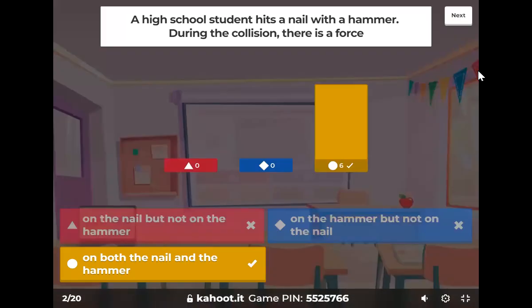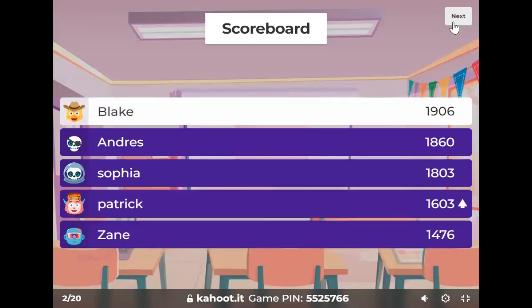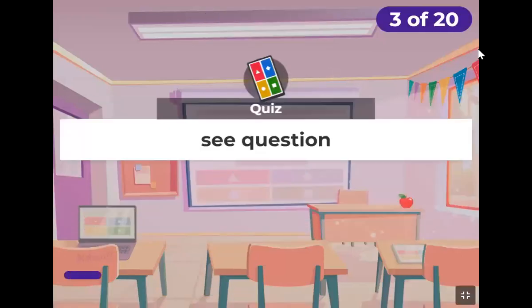Yeah, on both the nail and the hammer, right? Hey guys, which force is bigger? The force on the nail or the force on the hammer? For every force, there's an equal. They're equal. Same force. But that hammer's a lot more massive than that nail. Same force.